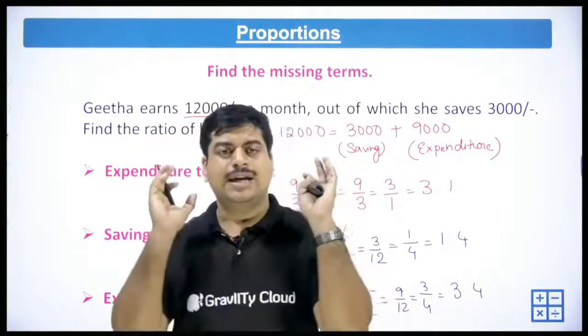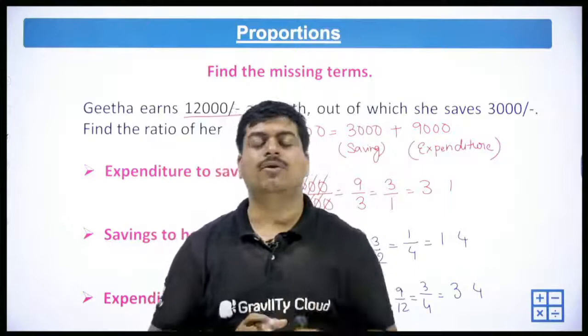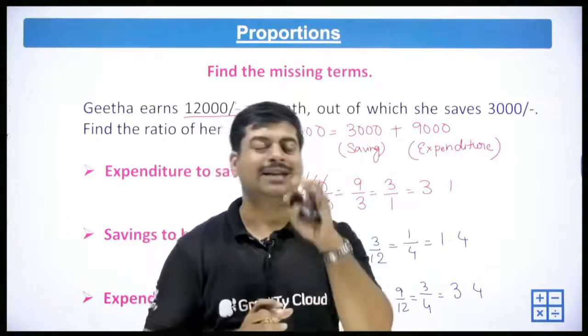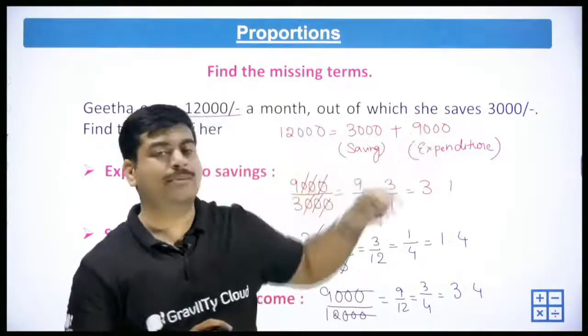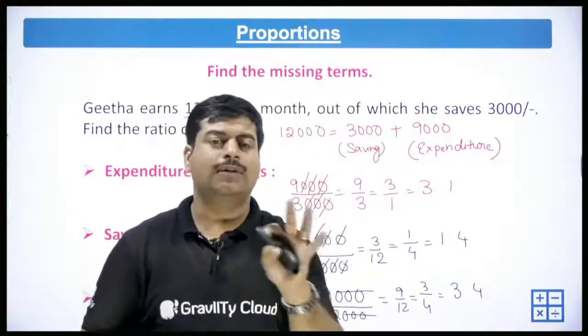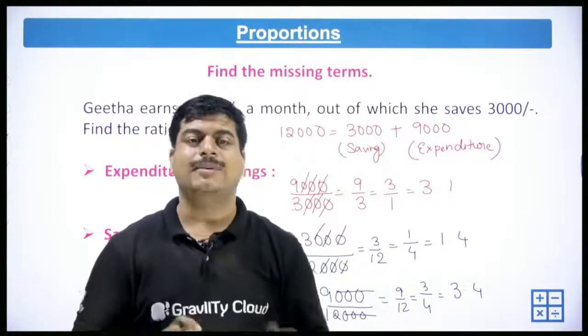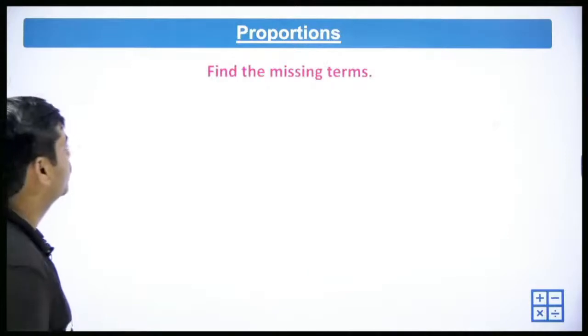In the same way, here also the person is earning 12,000 rupees a month. Out of that, 3,000 is being saved. That means she's saving her money for some future expenses, which does not come under expenditure, right? Okay. So one more application.